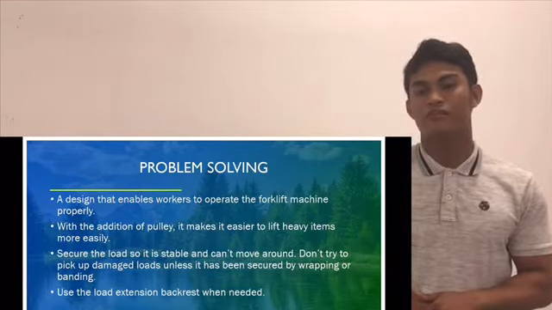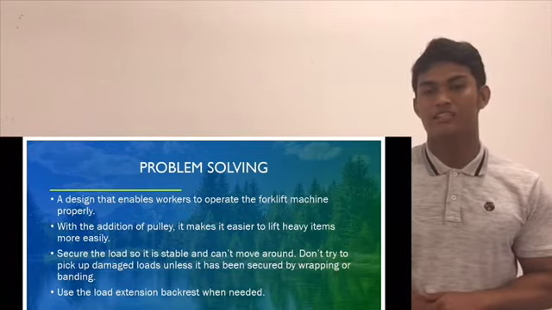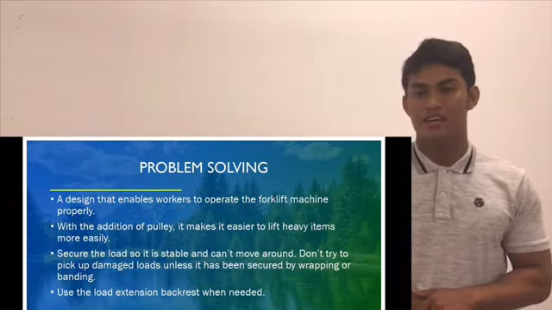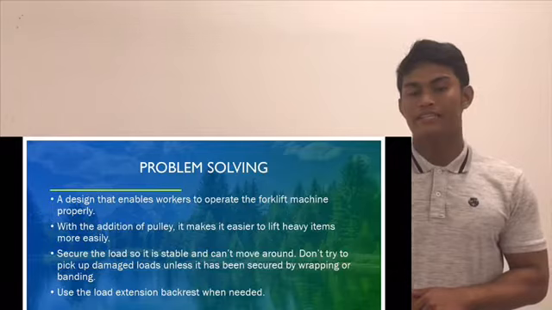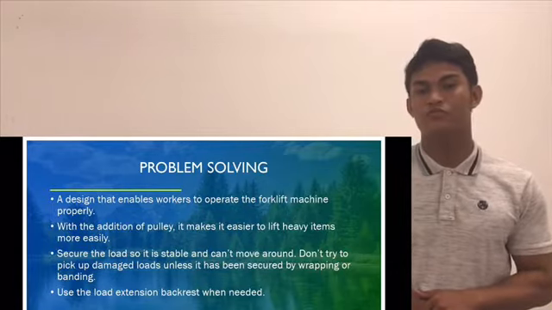Don't try to pick up a loose load unless it has been secured by wrapping or banding. The last is to use the load backrest when needed. For our forklift part, first we use a pulley system. This rope has been provided in connection to the part of the forklift. When turned on, the motor will turn the container of the forklift.